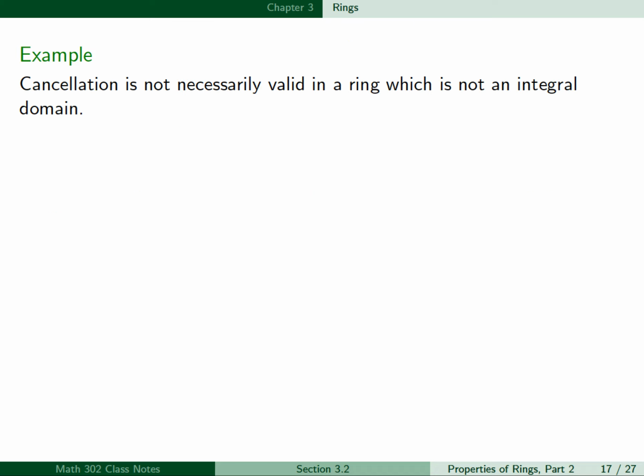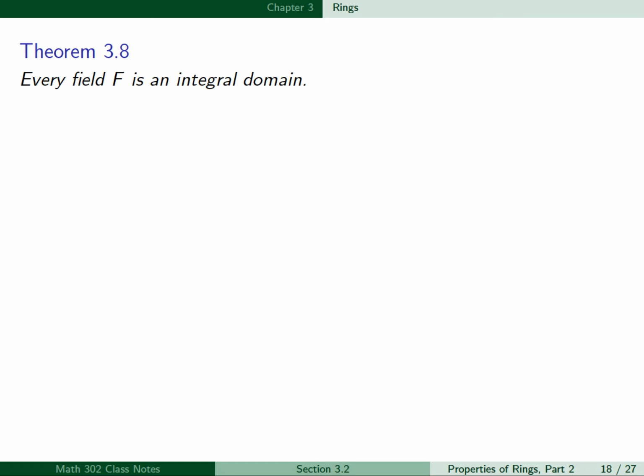For an example, first note that cancellation is not necessarily valid in a ring which is not an integral domain. For instance, in Z6, 3 times 1 is equal to 3, and this is also equal to 3 times 5. So 3 times 5 is 15, and mod 6, that will be equal to 3. But obviously 1 is not equal to 5. Okay, so we rely very heavily upon the fact that R is an integral domain in order to prove that cancellation property. Next we have theorem 3.8, and this says that every field F is an integral domain.